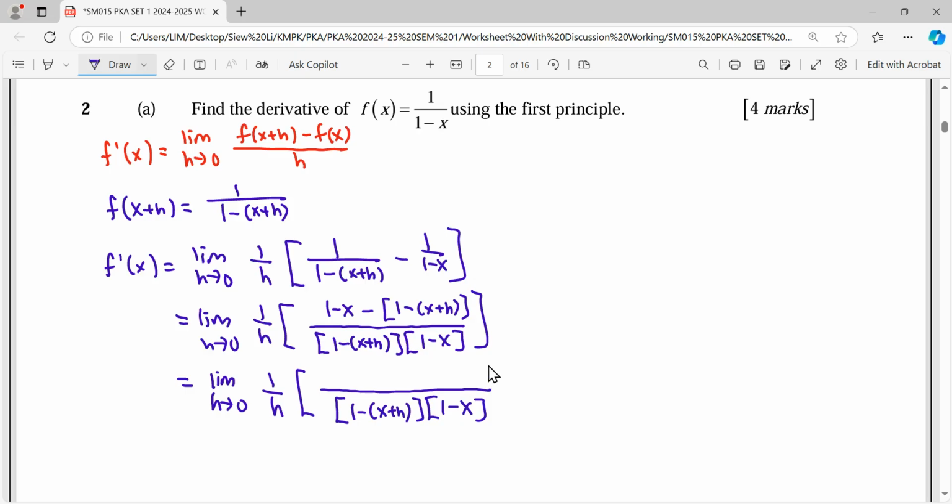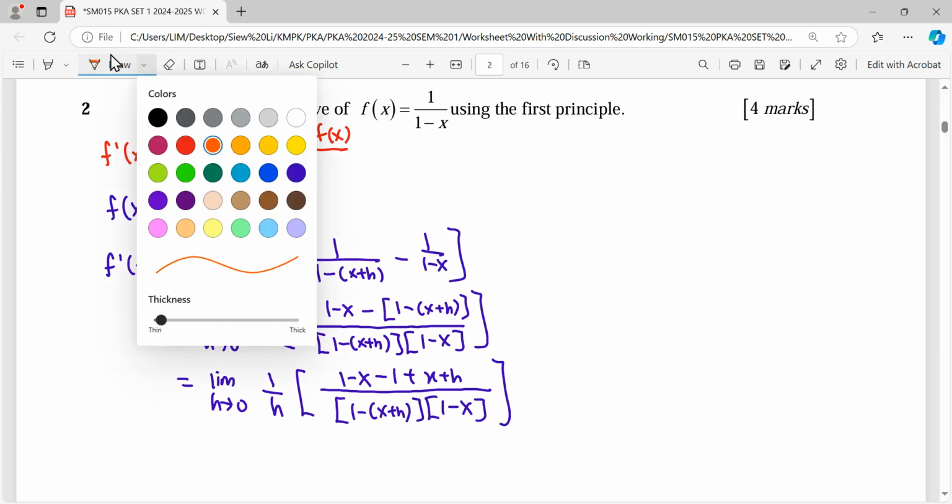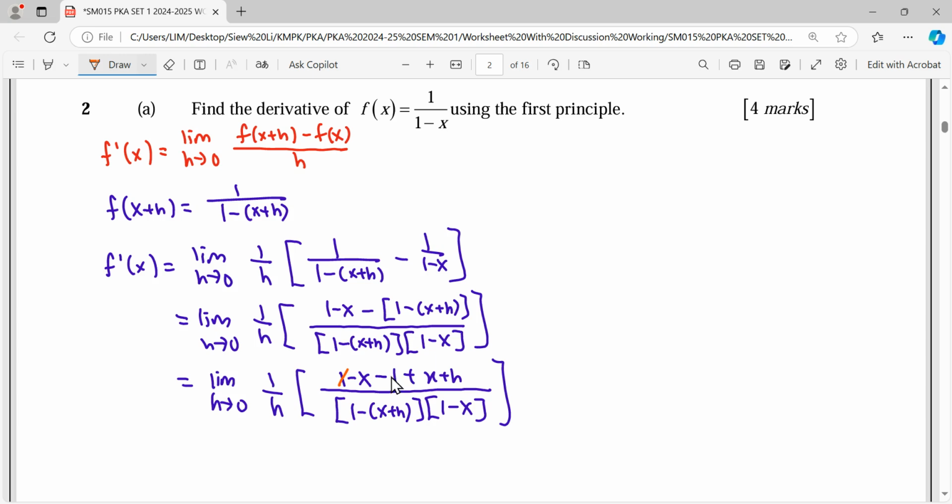The next step is to simplify this numerator. So negative negative becomes positive. And you can notice that 1 minus 1 is 0, x plus x and minus x is 0. So remaining h and h here, we can simplify the h. Once you simplify the h, the h here will be cancelled off.